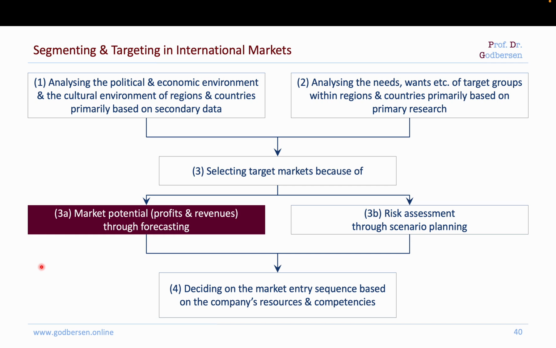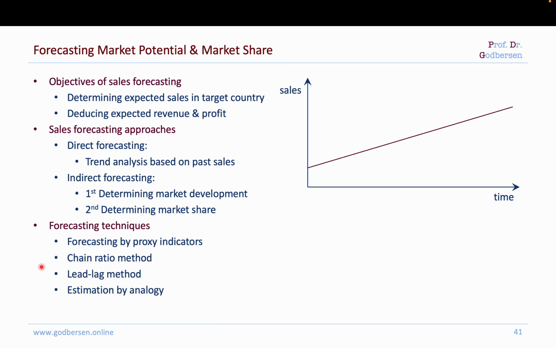Now let's go to forecasting to determine the market potential, meaning what is the profit and revenues we can make. The objective of forecasting is, probably this is already clear, we want to determine the sales that we can make in a target country so that we can deduce the expected revenue and profit.